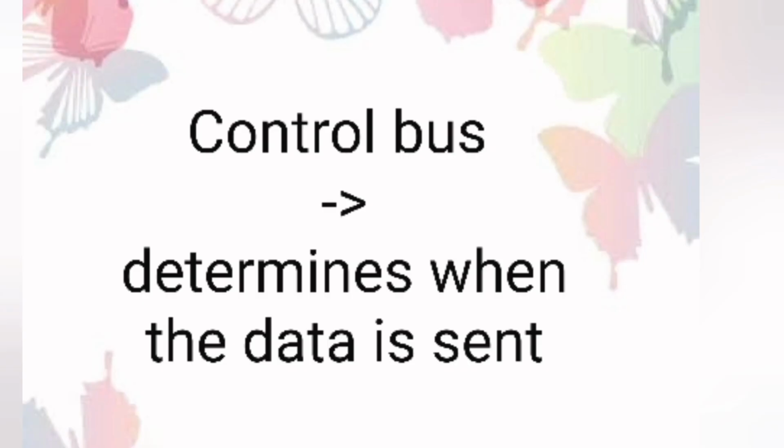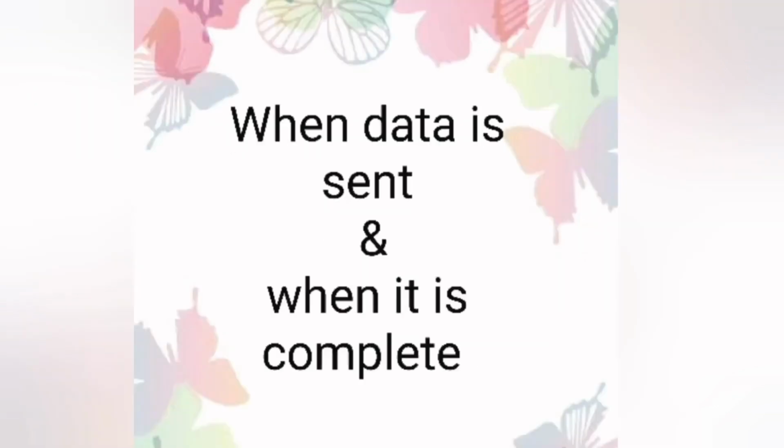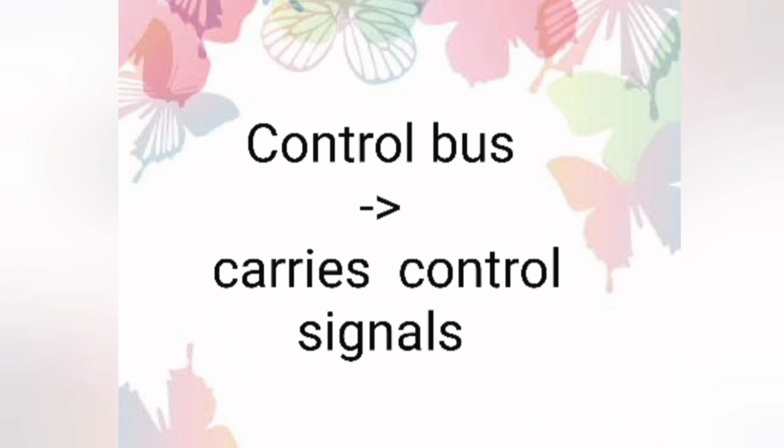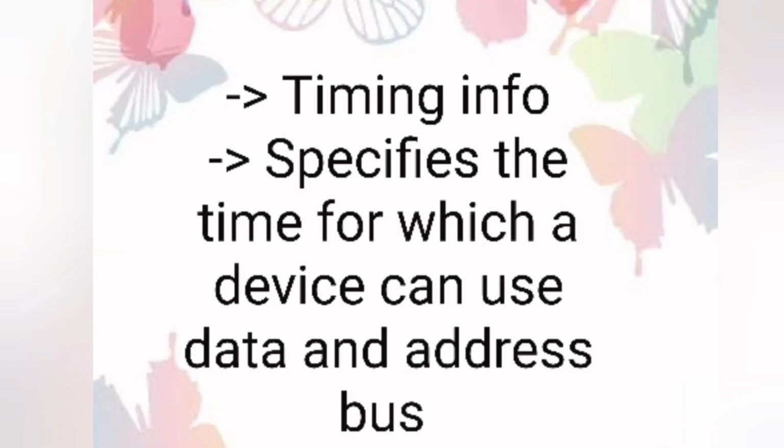Lastly, there is a control bus. It determines when the data is sent. Without any control, the computer would not be able to determine when data is sent and when it is complete. So, the control bus carries the control signals. These control signals contain the timing information. It specifies the time for which a device can use the data and address bus.